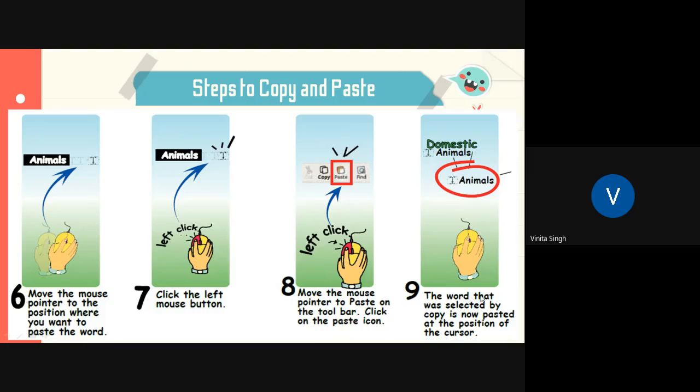The word that was selected by the copy is now pasted at the position of the cursor. So as you can see, one name is pasted over here, and the next, after copying, is pasted over here. So both the names are available. These are the steps through which you can copy and paste it.